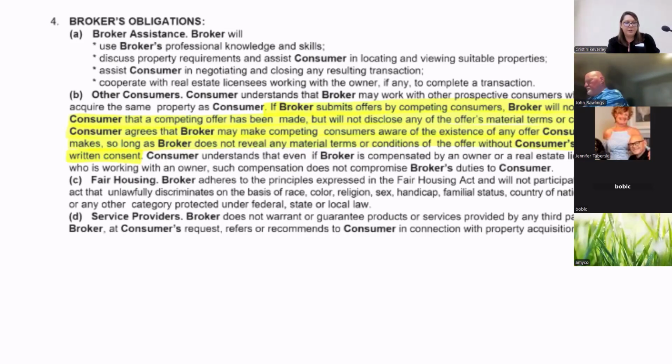For service providers, the broker does not warrant or guarantee products or services provided by a third party whom the broker, at the consumer's request, refers or recommends to the consumer in connection with property acquisition. Of course, that's our home inspectors, mortgage professionals, that kind of thing.